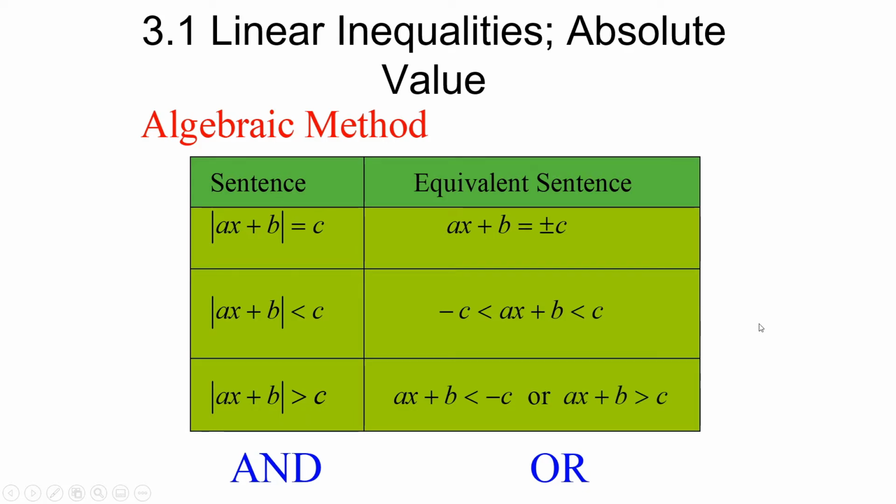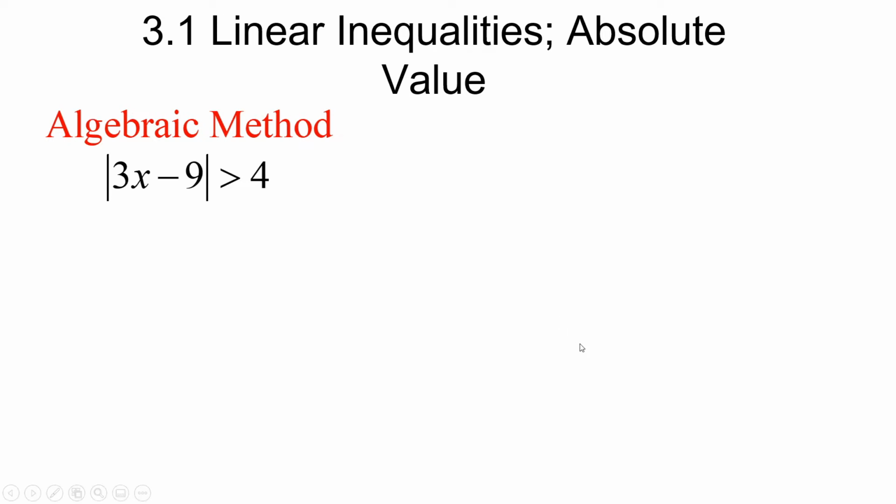That's how you did that years ago in algebra right there. And we will still do this here and there. Okay, so let's use the algebraic method to solve the absolute value inequality. The absolute value of 3x minus 9 is greater than 4. So we're going to do this just the way you did it in Algebra 1. All right. Let's see if we can do it without that chart.